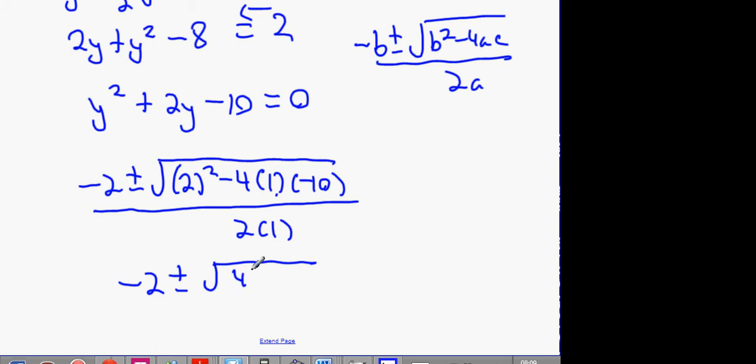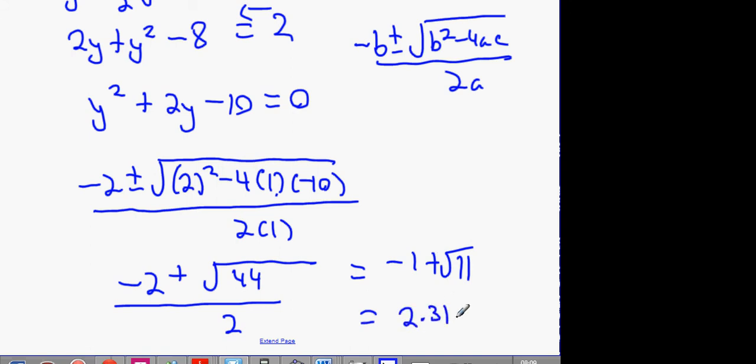I'm only concerned with the positive version because my answer has to be positive, so I'm just going to get rid of the negative sign there. And then what's going to happen is the answer will be minus 1 plus root 11 in surd form, or alternatively 2.3166 in decimal form. Okay, that's part A done. Now we're going to go on to part B. Is that alright?